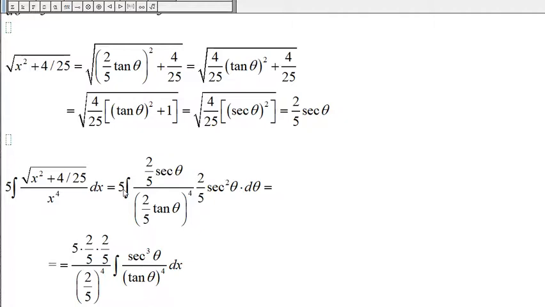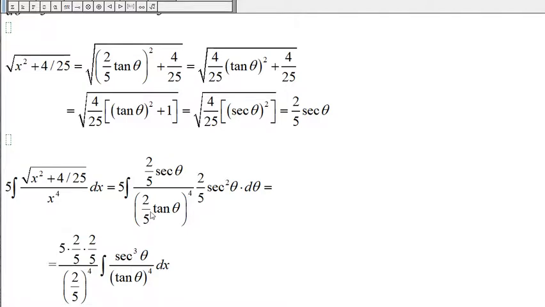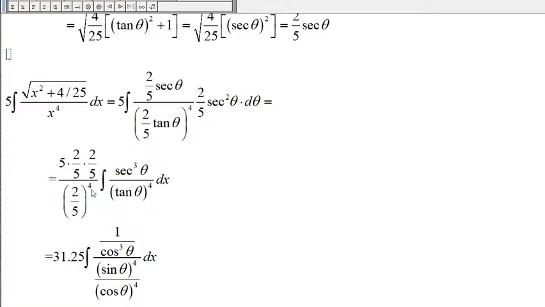So let's simplify all the constants. We have 5 times 2/5 times 2/5, and then down here we have 2/5 to the 4th. On the top we have secant times secant squared, which is secant to the 3rd, and then down here we have tangent to the 4th. And so this is what's left. All of the constants simplified to 31.25.